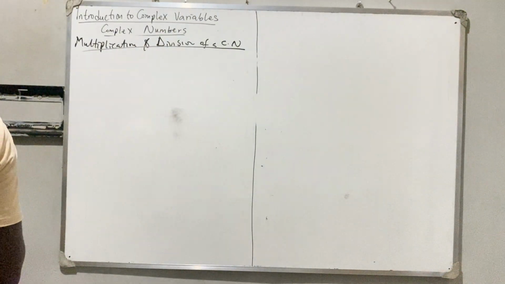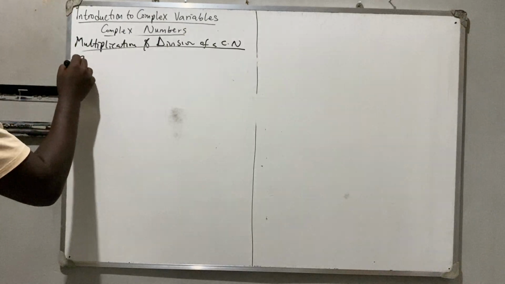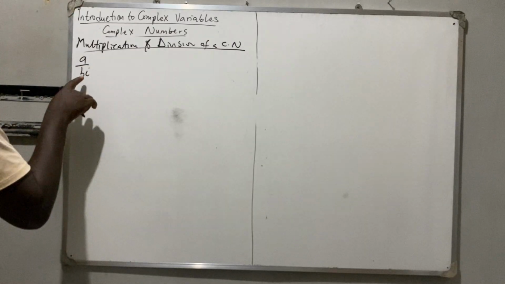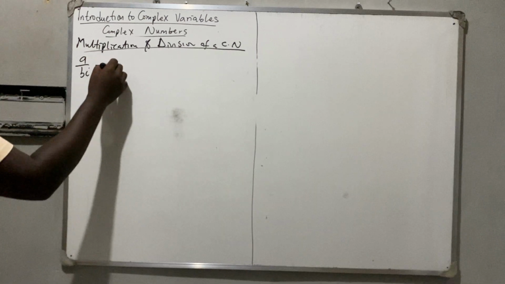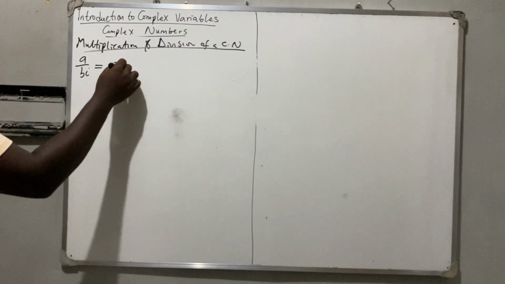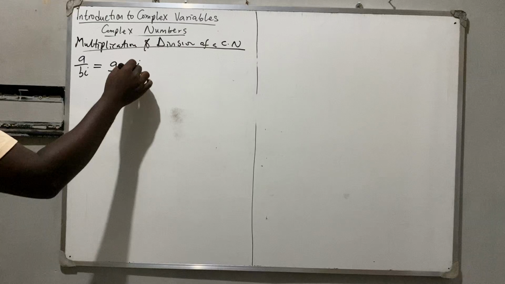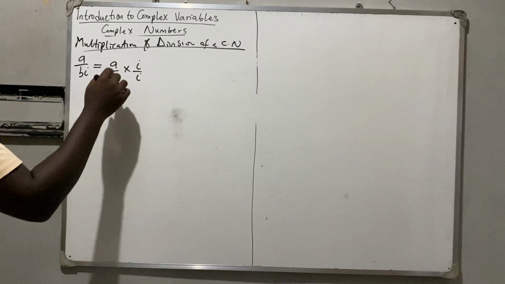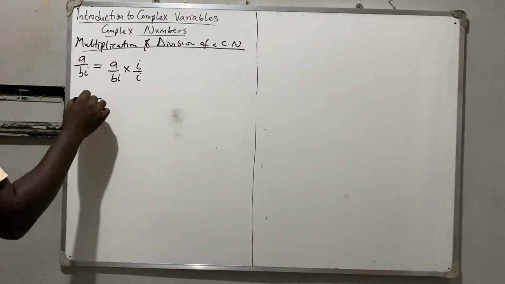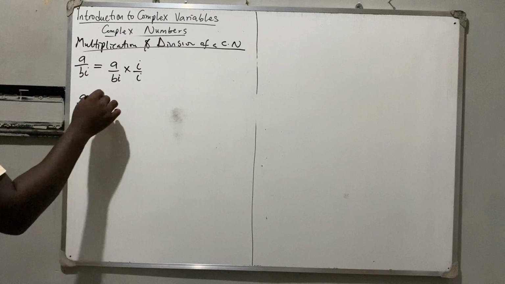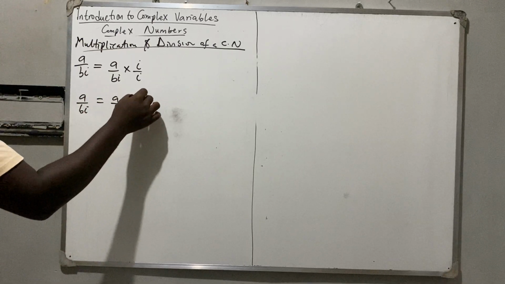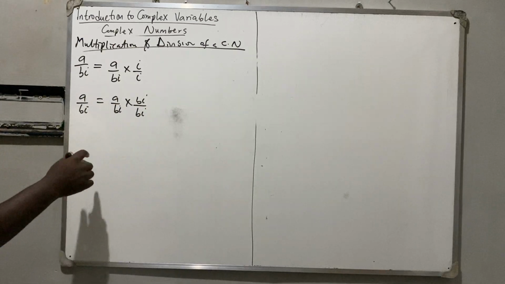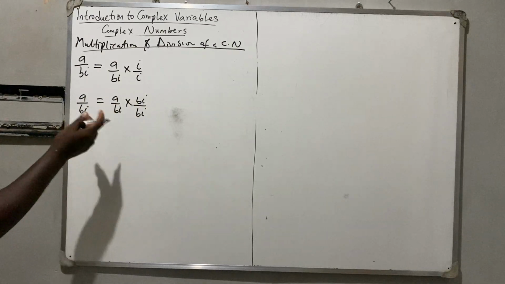So for example, if I have a over bi, immediately I see i at the denominator, what will I do? I will rationalize. So it will be a over bi times i over i. Some people will do times bi over bi. You will get the same answer because b can take care of b.